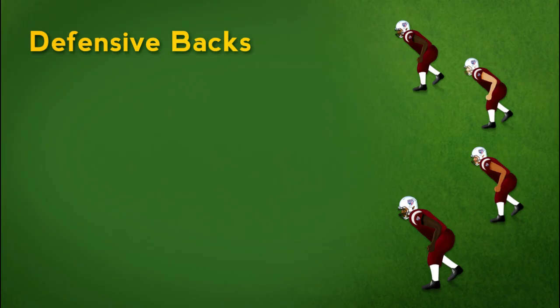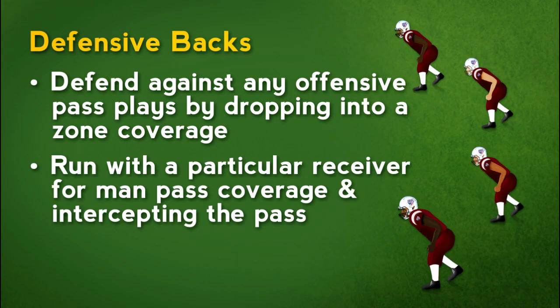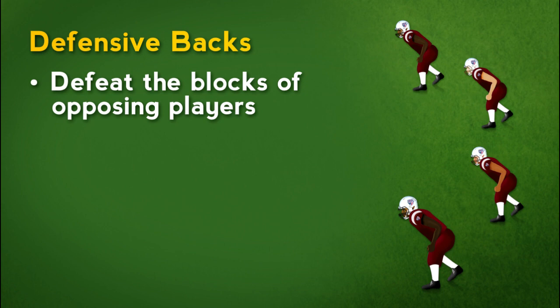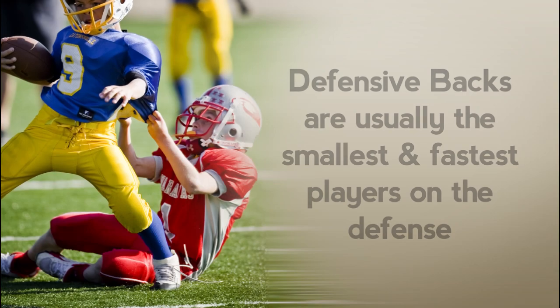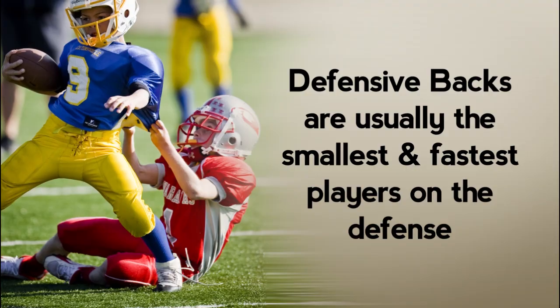Their basic job is to defend against any offensive pass play by dropping into an area of the field for zone pass coverage, or running with a particular receiver for man pass coverage, and intercepting the pass, causing a deflection or tackling the receiver. On running plays, they should defeat the blocks of opposing players, locate the ball carrier, and help on the tackle. Defensive backs are usually the smallest and the fastest players on the defense.